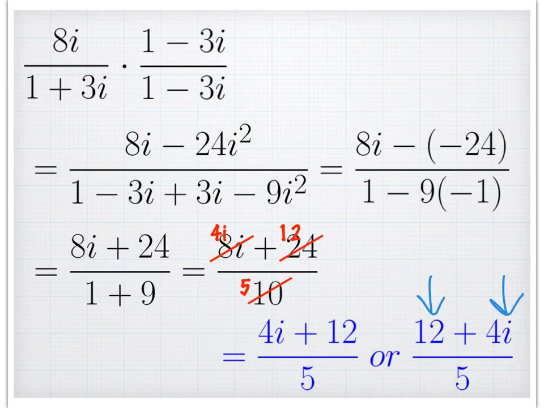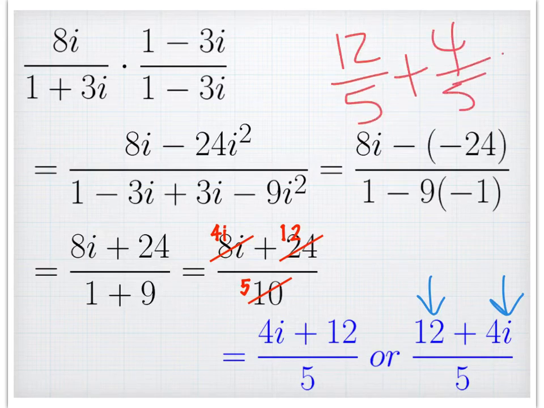Or if you want to be really different, you could write the answer as 12/5 plus 4/5 i. You can write it that way if you are so inclined. You don't have to. You're going to see in all of my answers that I stick with it looking like this. And you can too.